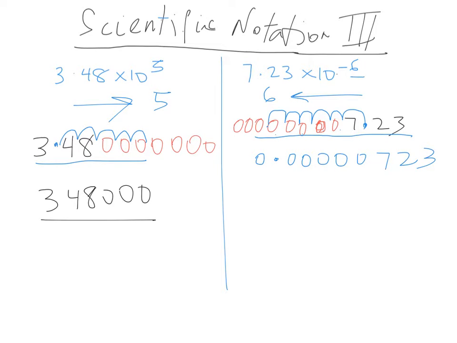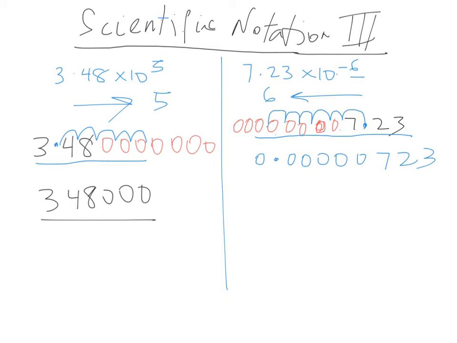That's all we do. If our power is positive, we move to the right however many places the value of the power is. Whatever number that is, that's how many places we move the decimal point. If it's negative, we move the decimal point that number of places to the left. And that's the way we go about doing it.